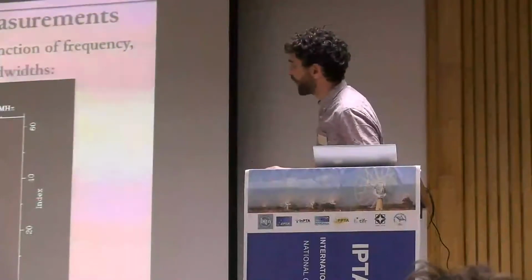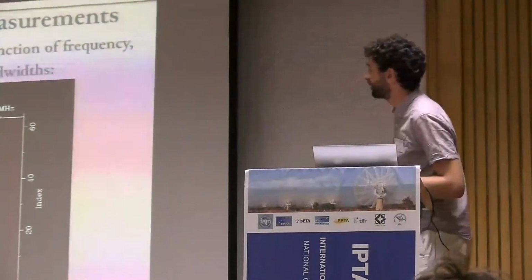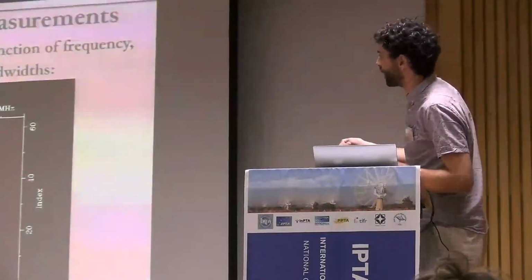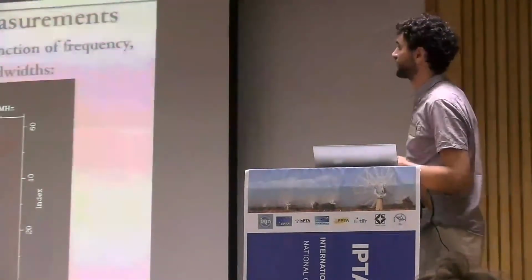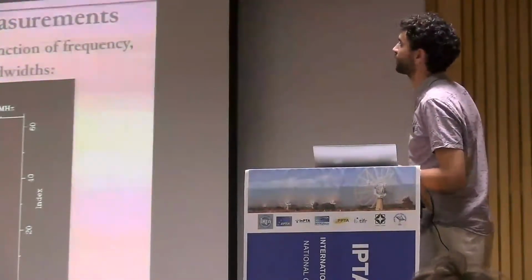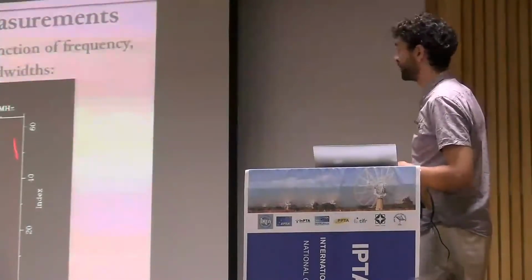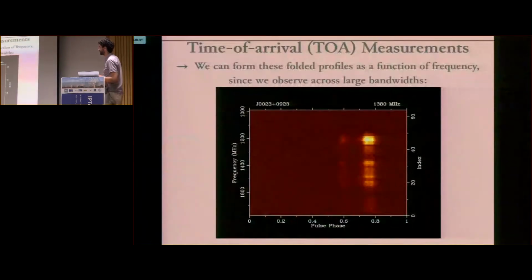So here we're looking at a bandwidth of roughly 1,000 megahertz to 1,700 megahertz. And you can't make out all the profiles because there's this thing called scintillation, which is amplitude modulation as a function of frequency. But when we observe across large bandwidths, as we do now, you'd also want to form these folded profiles as a function of frequency and keep that frequency resolution.